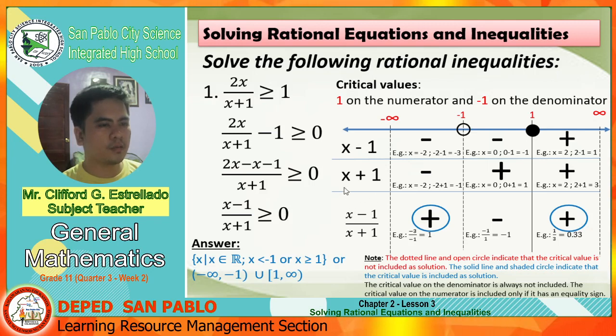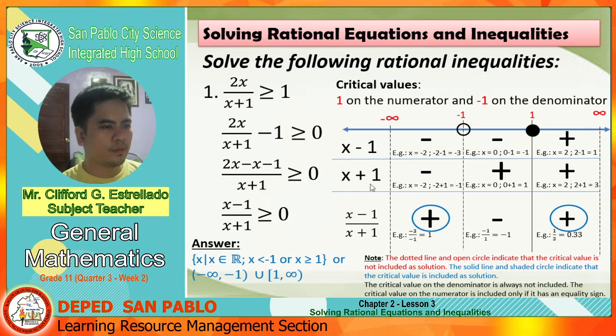Next, we have in the denominator x plus 1. So we will write x plus 1. Again, our test point is negative 2. So negative 2 plus 1 is negative 1. So we have here negative. Here, our test point is 0. So 0 plus 1, we have positive 1. So we have positive. We have here a test point of 2. 2 plus 1 is positive 3. So our sign is positive.